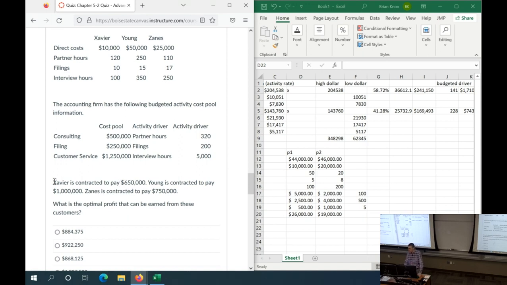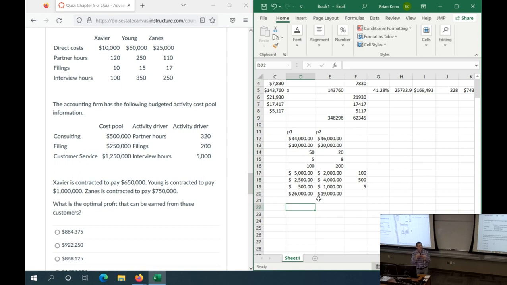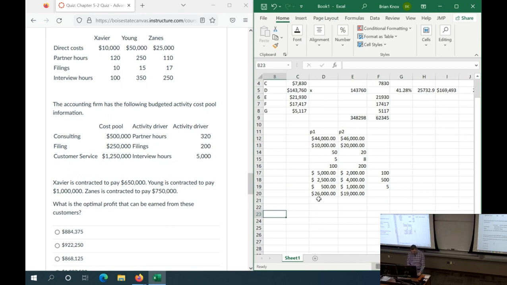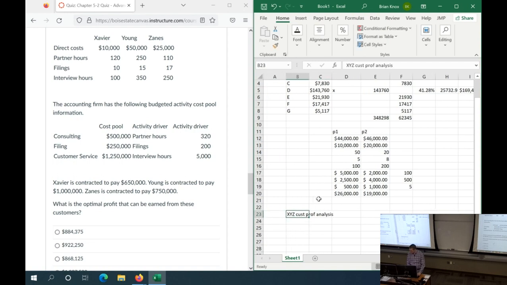And down here we have what they're contracted to pay. I just separated out the revenue. So let's look. What we're going to do is figure out how profitable each one is, and then we'll sum the 2 most profitable ones, because we're going to drop the one least profitable. All right, so we have the XYZ customer profitability analysis. X, Y, and Z.